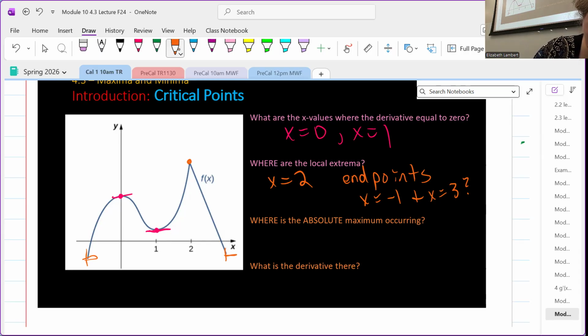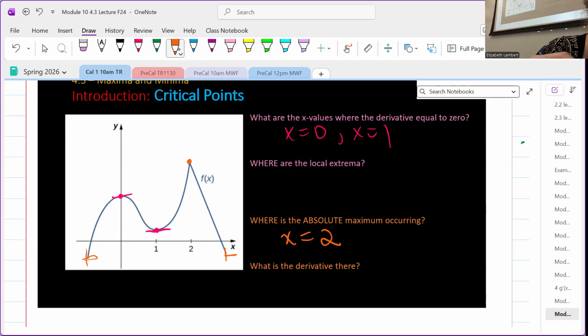Hold on, I answered the wrong question. So where is the absolute max occurring, at x equals 2? Local extrema are points where, just really close to them, they're the high or the low. So they may not be the high for the overall graph, but when we look real close to it, that's the high value.